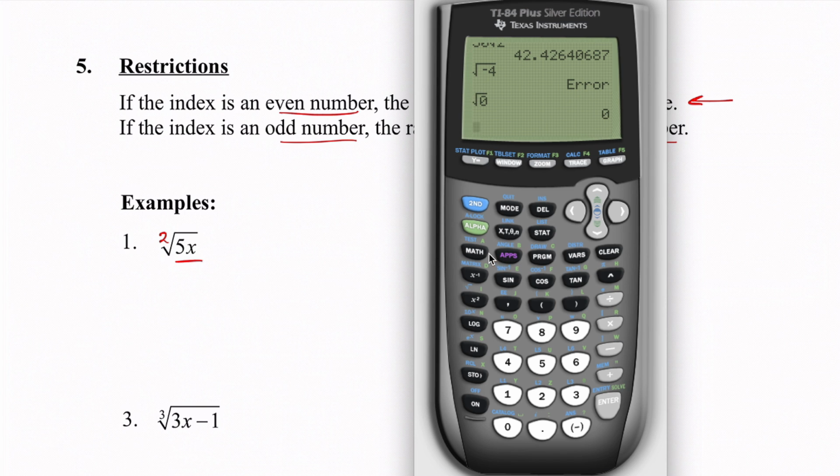But if it is something where the index is not a 2, maybe it's a cube root, so if I put in the cube root of something, and let's put in, say, -6, it can calculate it. So it doesn't matter if it's positive or negative if it is an odd index.